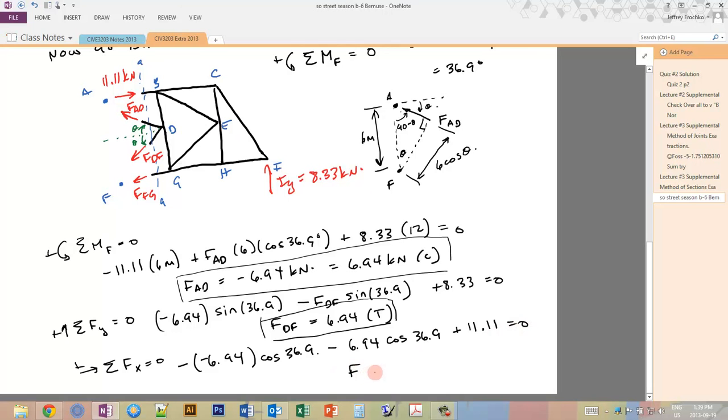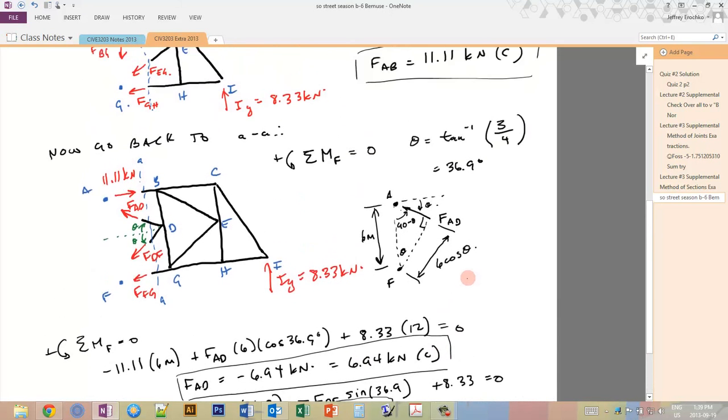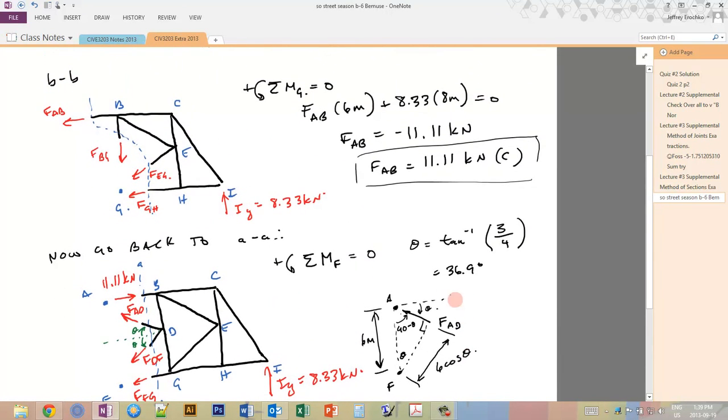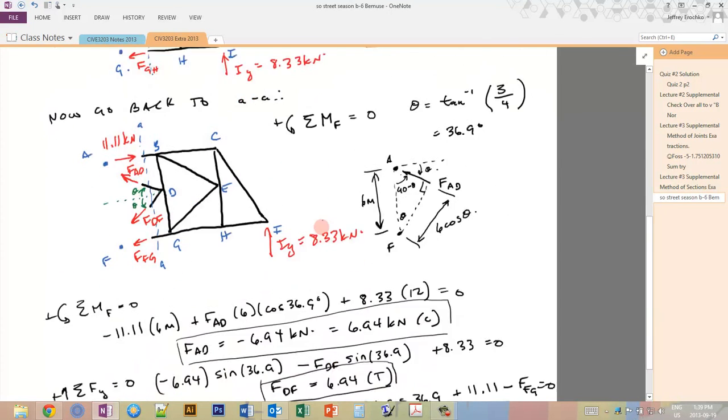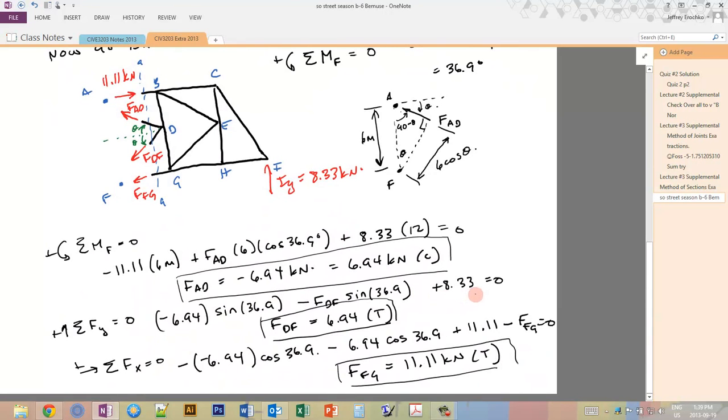So then we solve, and I forgot the unknown, which is negative FFG equals 0, and that's this unknown here. So FFG equals 11.11 kilonewtons, and that's tension because it ended up being positive. And so that's all the forces that we wanted to solve for. We didn't have to solve for all the rest of the members in the truss. We had to use this little trick in order to eliminate one of the unknowns, since this is a K-Truss, but otherwise pretty straightforward sectional analysis problem, and that's how you do it.